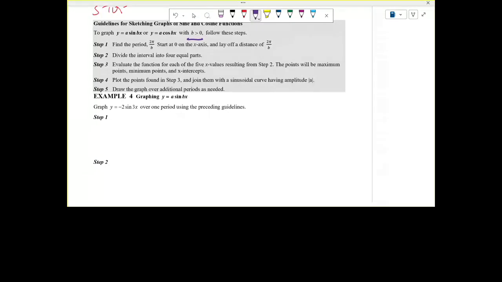Remember, the period of the function tells me how long it takes to make a complete cycle. The other day when we were talking about daily temperatures, the period of a day would be 24 hours. That's how long it takes for a day to make a complete cycle. The way we're going to find the period is we're going to take 2 pi and divide it by b. First, I'm going to look at the equation we have: y equals negative 2 sine of 3x.